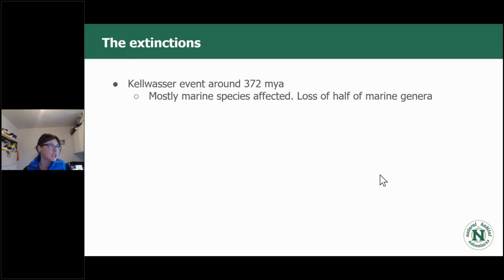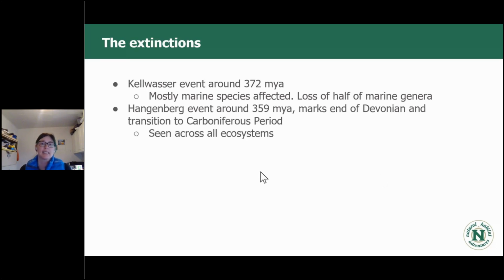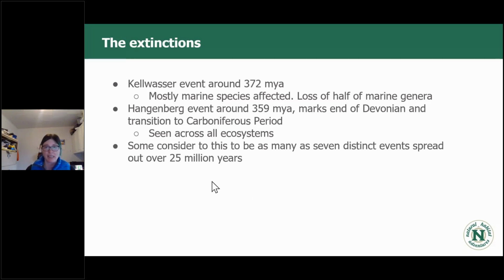Our second extinction event was called the Hangenberg event. This happened about 359 million years ago, and the end of the Hangenberg event marks the end of the Devonian and the start of the next period, which is the Carboniferous period. This event was seen over all ecosystems, so not just marine, but terrestrial ecosystems as well. As I mentioned, some consider this to be many distinct events spread out over around 25 million years. Remember, I talked about a mass extinction being over about 2 million years, but here we're seeing event after event, maybe after event after event.